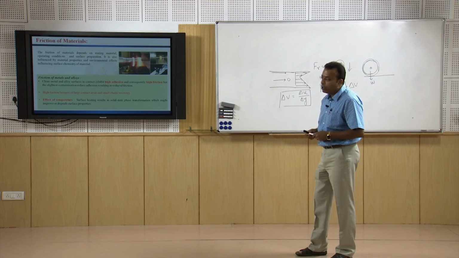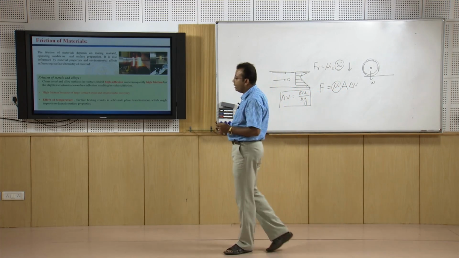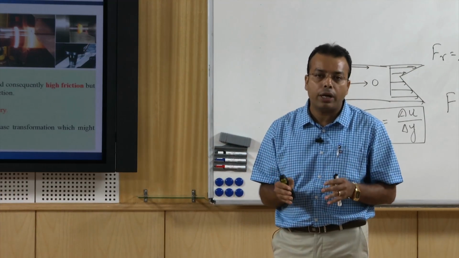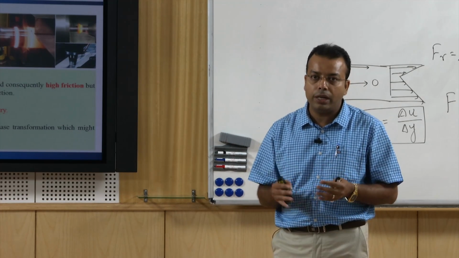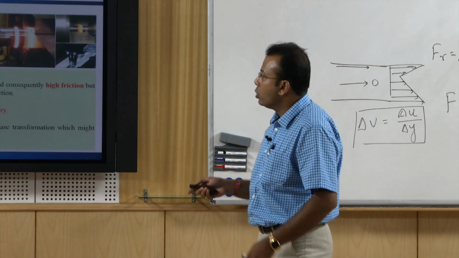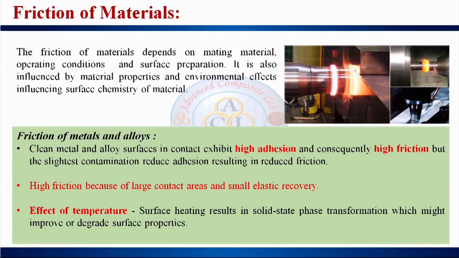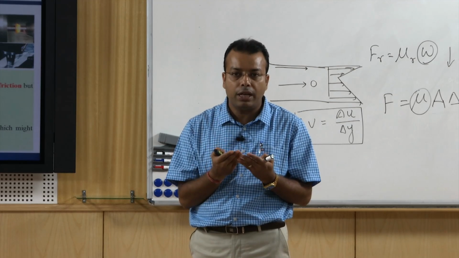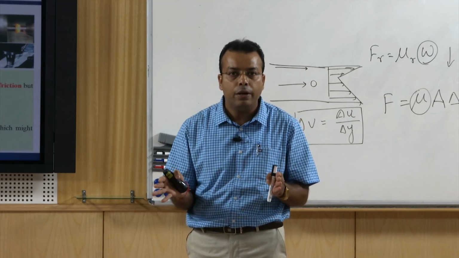Next we are talking about the friction of materials. As I already told in our first slide and in the subsequent slides, friction can occur in any material, whatever material we are using in our day to day life. The friction of a material depends on the mating material, operating conditions and surface preparations. It is also influenced by material properties and environmental effects influencing the surface chemistry of the material. From this line we can understand that unless the two materials come into contact, there will not be any friction.